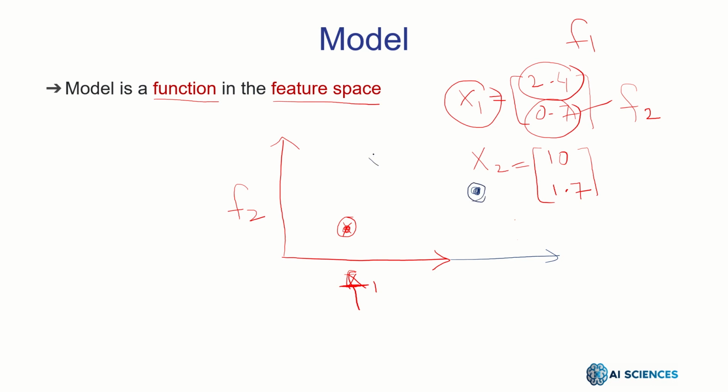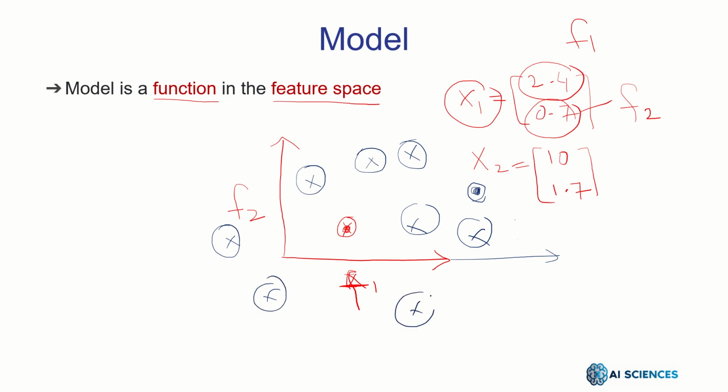So each and every data sample is basically a point in the feature space, maybe with negative values and so on. All these blue points belong to class 1, for example, and all these red points belong to class 2. But at the end of the day, each sample is a point in feature space.